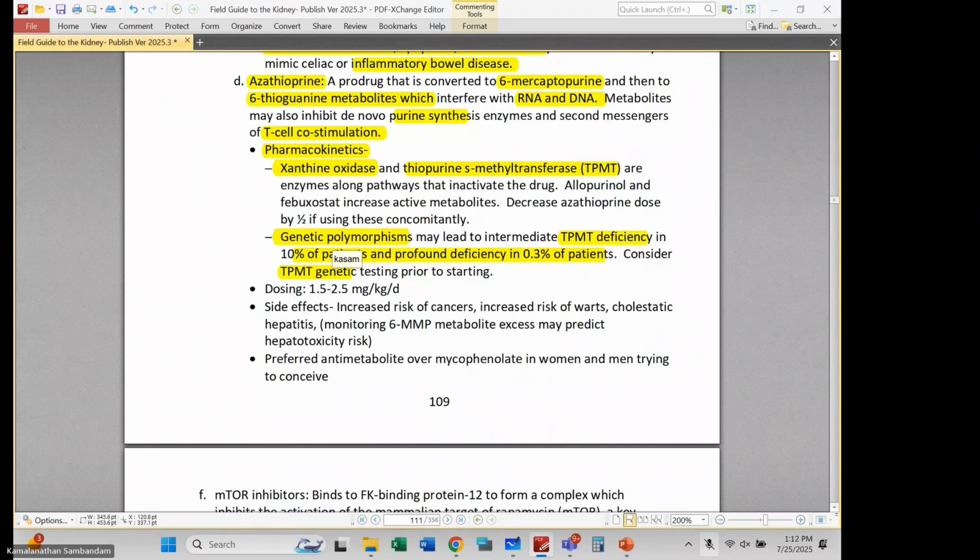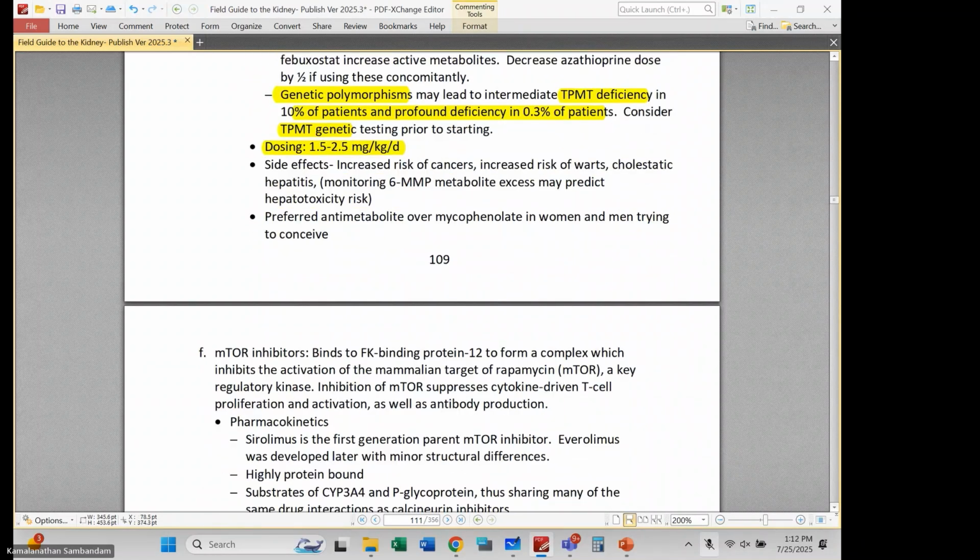You don't always have to. I certainly have started people on azathioprine and just made sure I checked CBC and liver function tests 1 week later, 1 to 2 weeks later. The typical dose is about 2 mg per kg. Side effects are increased risk of cancers more than mycophenolate, though both can do it. There's certainly increased risk of warts, more so than mycophenolate as well.